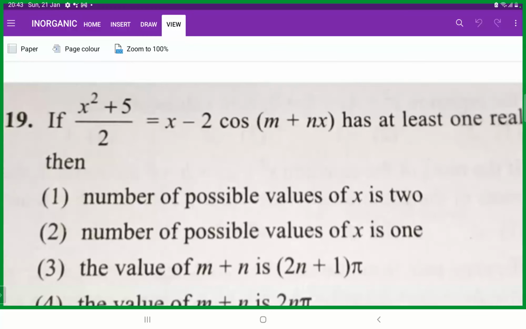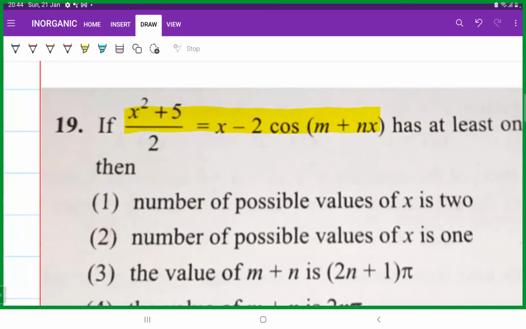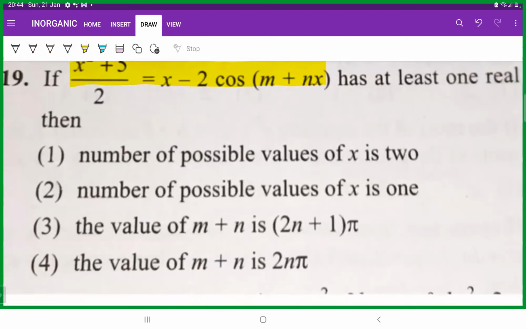Hi everyone. So we have a good question from the chapter of trigonometry, or rather from the chapter of theory of equations. We have been given an equation: x square plus 5 divided by 2 equal to x minus 2 cos(m plus nx). It has at least one real root, and we have to find the possible values of x, and we have to find the value of m plus n.